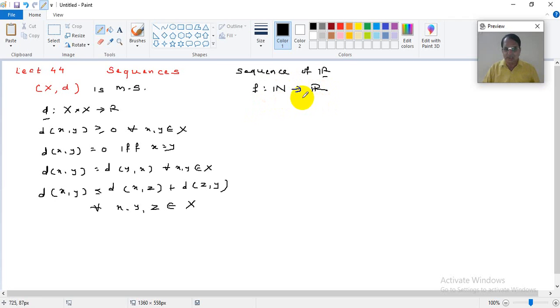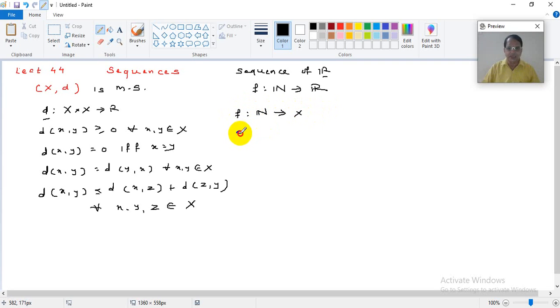If it is a function from N to X, it will be a sequence in X. If f is a function from N to Q, where Q is the set of rational numbers, then you will call it a sequence of rational numbers. So the codomain is important. If the codomain is R, it is a sequence of real numbers. So now, as we are going to define a sequence in the case of a metric space X, we will take a function f from N to X, right?